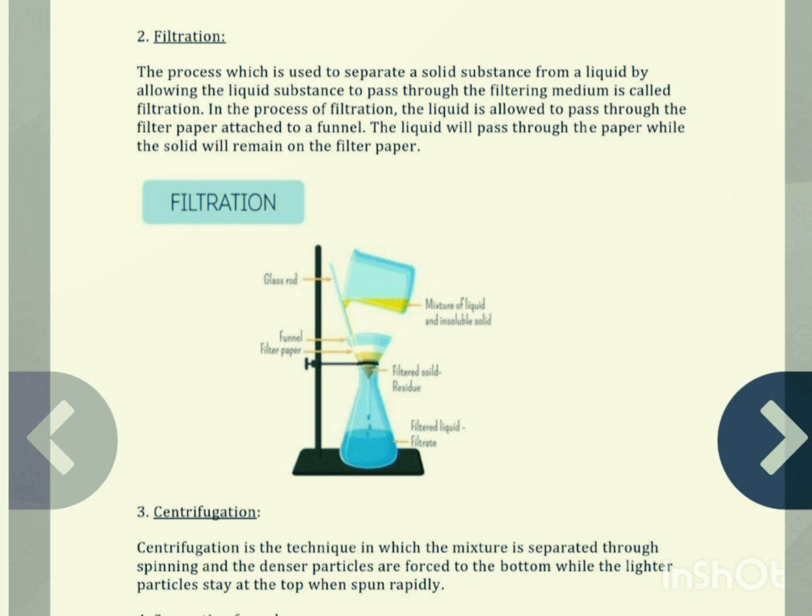What we do is, we want to know the components. So what will happen, the heavier components will settle down, whereas the lighter components will stay up. By using the centrifugation method, we can separate the denser particles and the lighter particles.